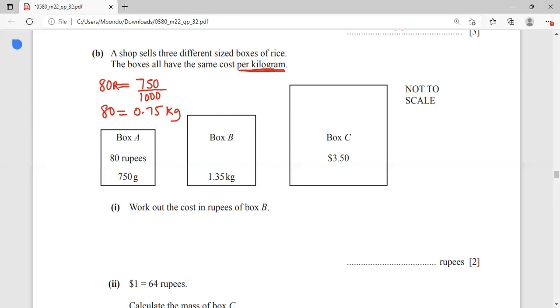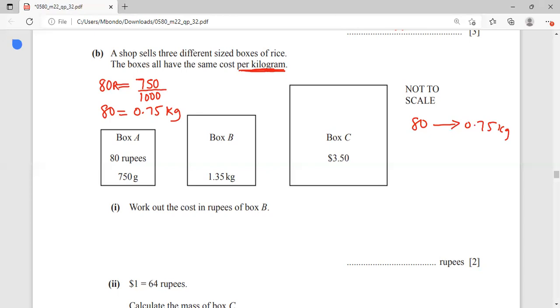Now, what we have here is a price for 80 rupees, which is giving us 0.75 kg. So we need now to find what about 1 kg, or 1 kilogram? What do we get? So we're going to say this is 80 rupees, giving us 0.75 kg.